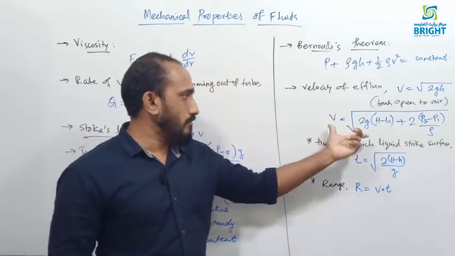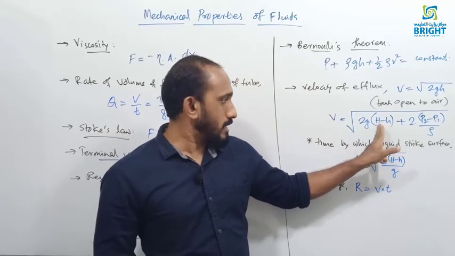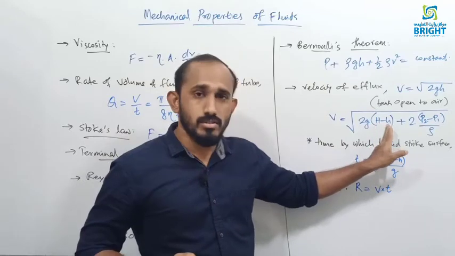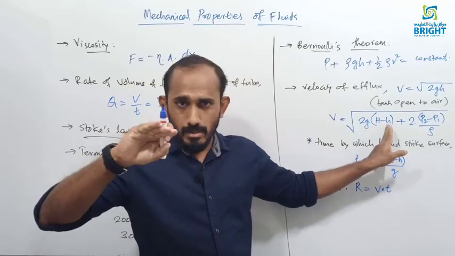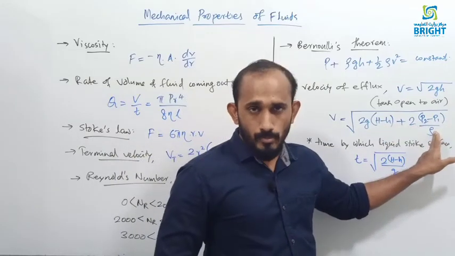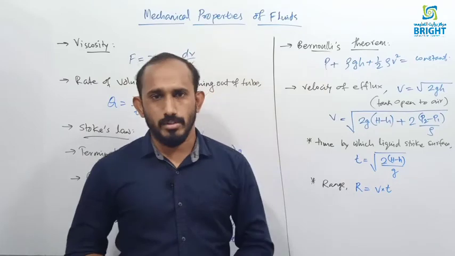A general equation we have: V is equal to root of 2g into (H minus h). This capital H is the total height of the water level, and small h is the height of the orifice, I mean the outlet, from the base. Or V equals root of 2 into (P2 minus P1) by rho, where P2 minus P1 is the pressure difference between the top layer and the outlet.